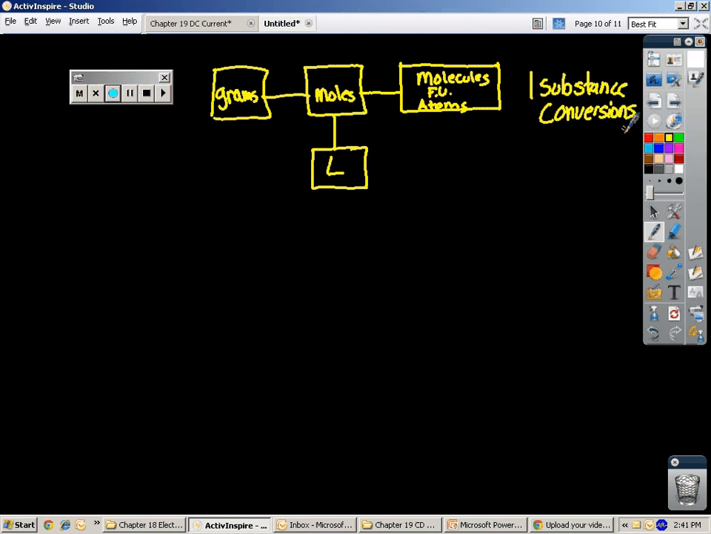And if you guys remember, between each one, everything is equal to 1 mole, right? 1 mole equals the molar mass. 1 mole equals 6.02 times 10 to the 23rd. And 1 mole equals 22.4 liters. That will help you guys.